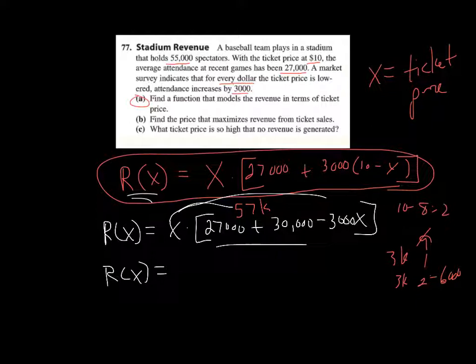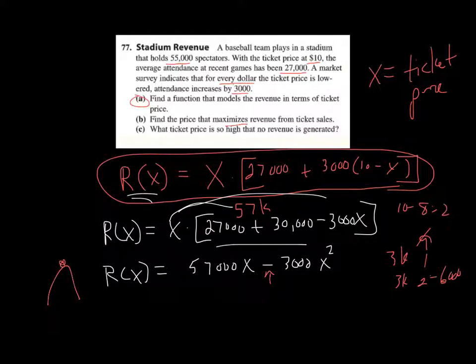When I combine like terms, I'm going to get 57,000x minus 3,000x squared. And now I have the function which I wish to maximize. Because this quadratic coefficient is negative, I know that it opens down, and I have a maximum.